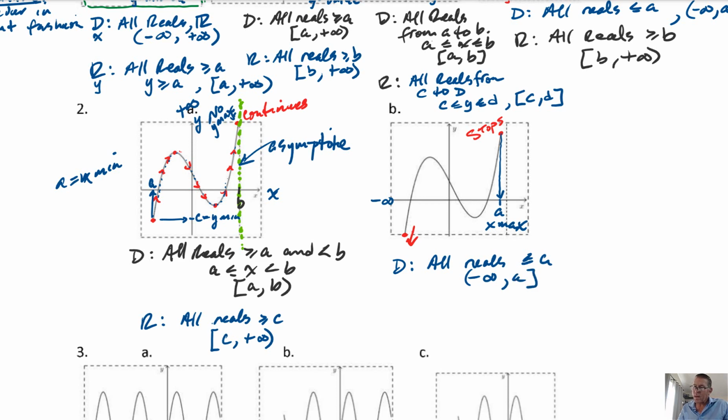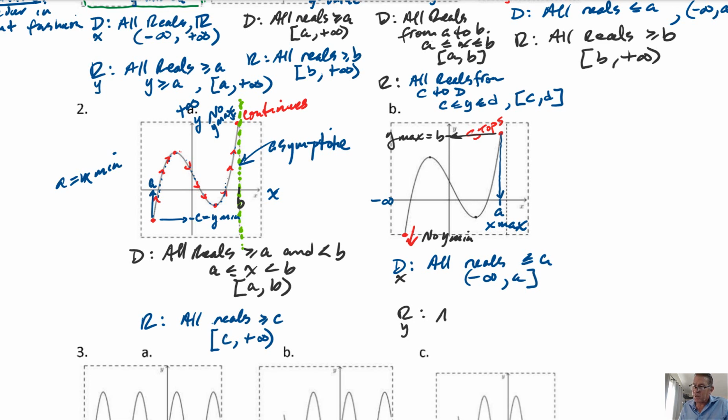Now the range is different. So the range, y values; again, domain is x values, range is y values. Since the function continues forever down here, that tells me that there's no y minimum, because it keeps on going down and down and down. It has a relative max here, a relative min here, and then it has a maximum. So there's no minimum y value, but there is a y max, and whatever that is, it's right here. Let's call that B, and this is equal to a y max.